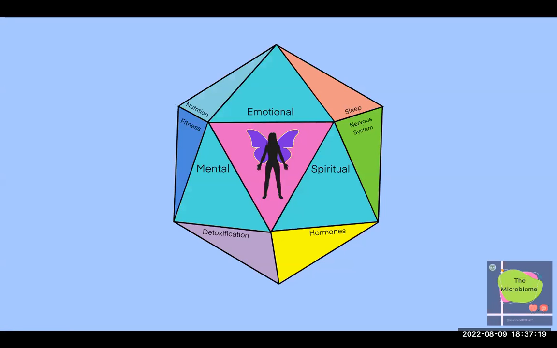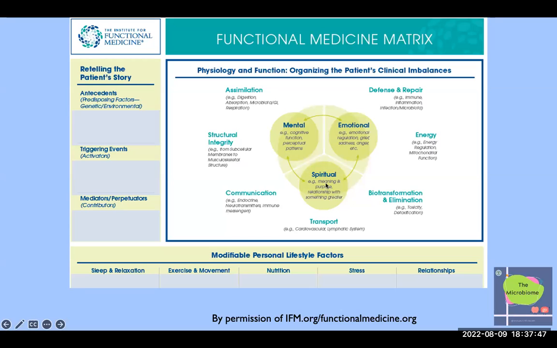And then this is my graphic that I created just to show all the different aspects that we look at in functional medicine and how they overlap on the mental, emotional, spiritual. And what we're talking about today actually covers each of these areas. It's something that involves each of these areas, the microbiome. And this is the functional medicine matrix. This is just to remind you of what that looks like. Again, the mental, emotional, spiritual is in the center, and all the biological systems overlap on that.